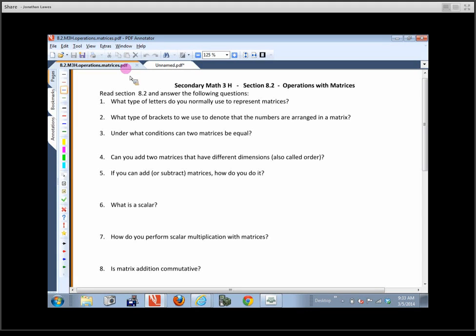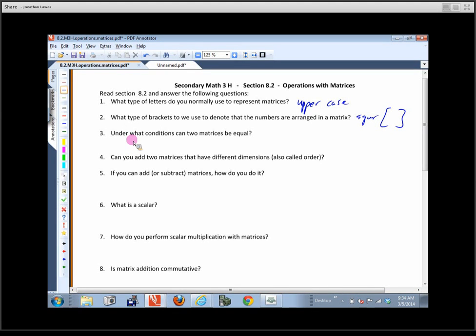So what type of letters do we normally use to represent matrices? Uppercase, capitals. Okay. What type of brackets do we use to denote that the numbers are arranged in a matrix? Square brackets, right? Not round ones, square ones. So if I put numbers in square brackets, that means I've got a matrix. They're organized in a matrix.